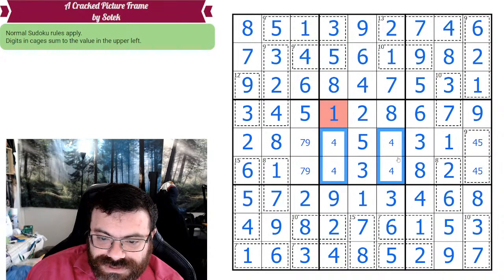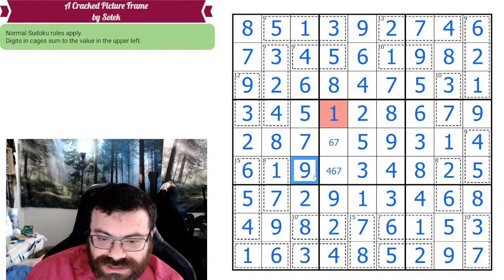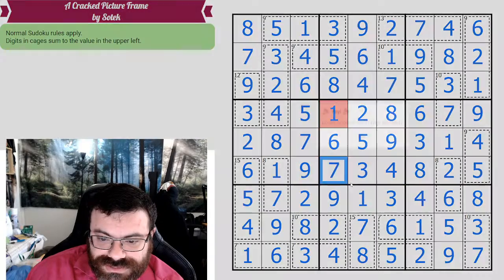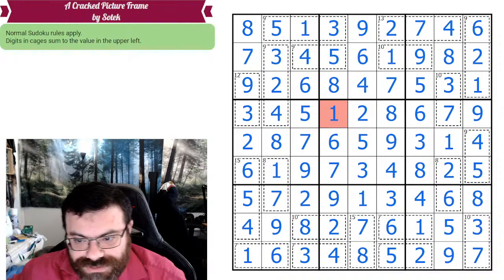I'm just going to fill these. 4, 5, 6, 7, 9. So these aren't 9. This 5 sees 4 and 5. So these aren't 4. These aren't 7 or 6. So that's 9, 4, 7, 9, 6, 7. There we go. Should do it.